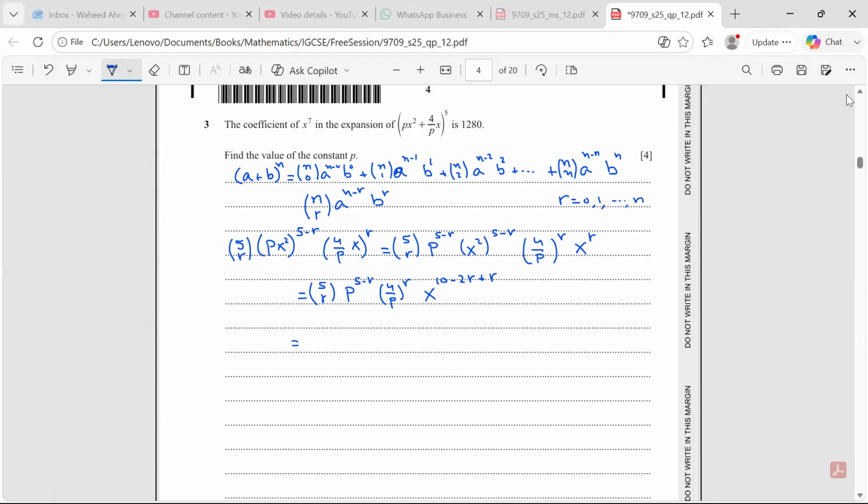So this will become 5Cr. I can simplify it: this is going to be p^(-r). So this will become p^(5-r-r), that is p^(5-2r), and 4^r. And x power, you see, 10-2r plus r, so this becomes 10-r.